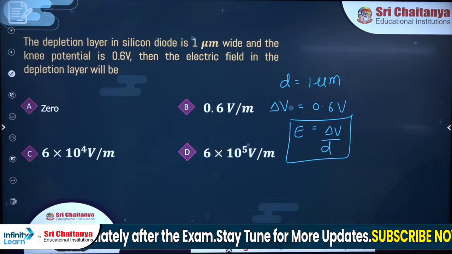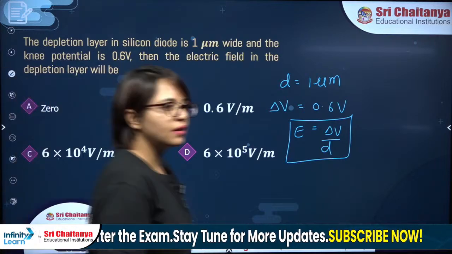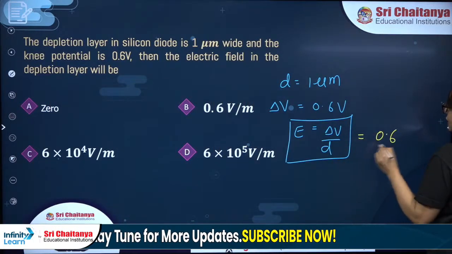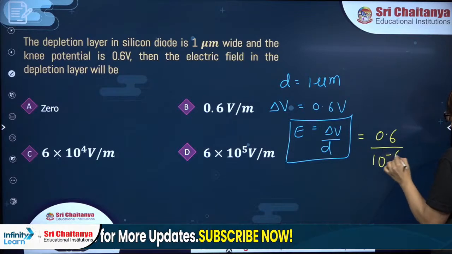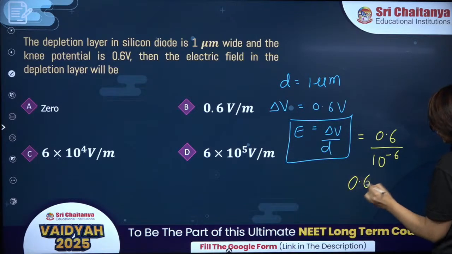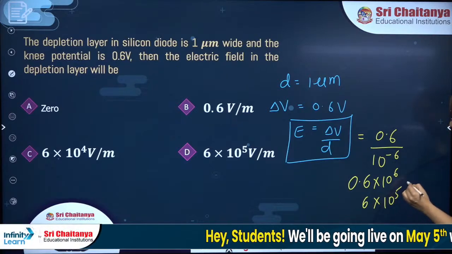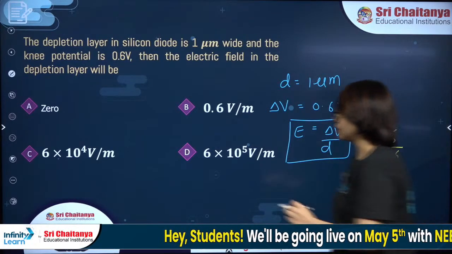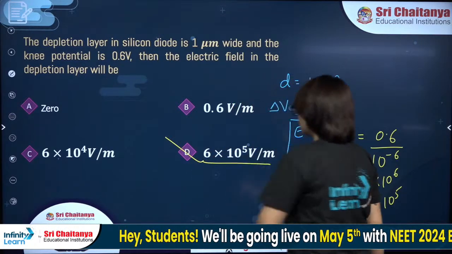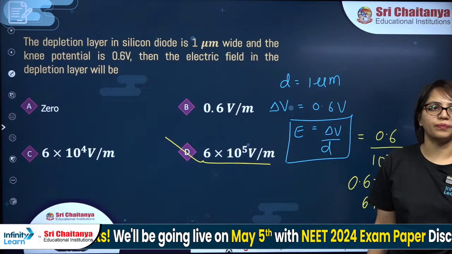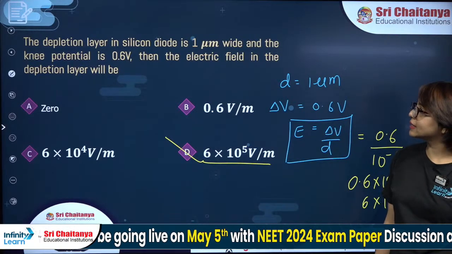Option C, alright, well done, well done. So here delta V is 0.6 and D is 10 to the power minus 6. So it is 0.6 into 10 to the power 6, which is 6 into 10 to the power 5 volt per meter, which is option D. So option D is the correct answer. Well done guys, well done. Chaliye. Now next is this one.